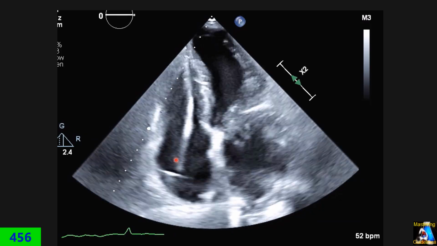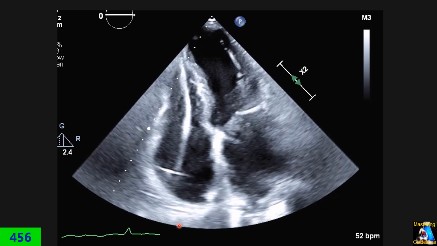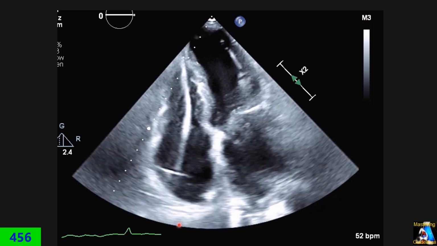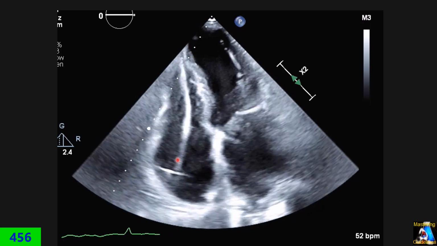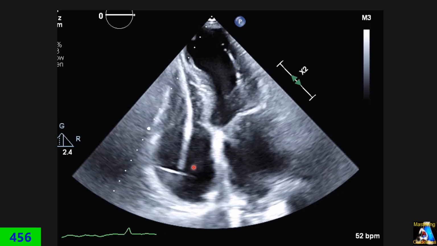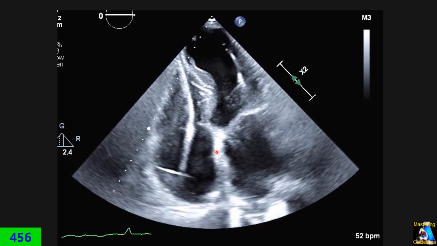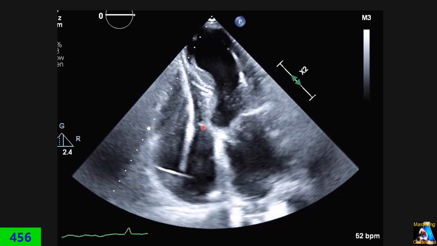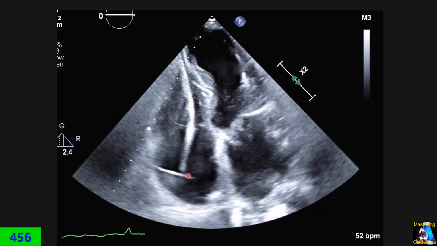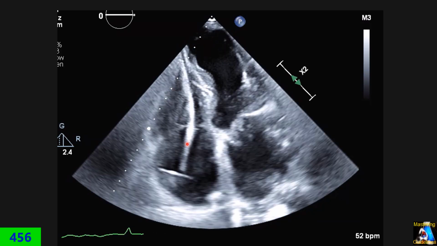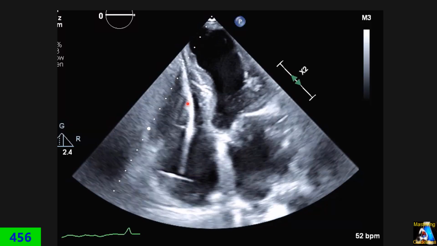In patients with an ICD or pacemaker, we have to keep in mind three major complications of this device. First, penetration or perforation of the myocardium. Second, infection, and third, fracture of the lead. Most of the time, in apical four-chamber, PLAX, PSAX and subcostal views, we can see the leads and wires very easily. For example, in this case, we have dual chamber leads, one atrial and another ventricular.